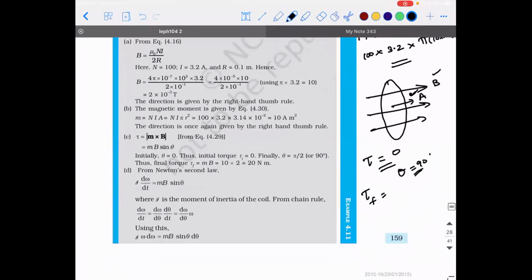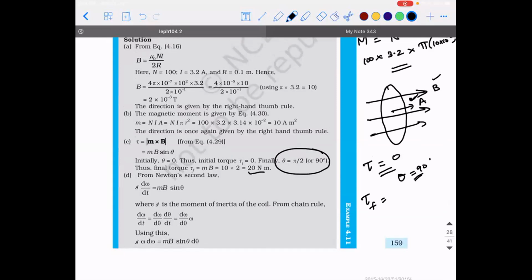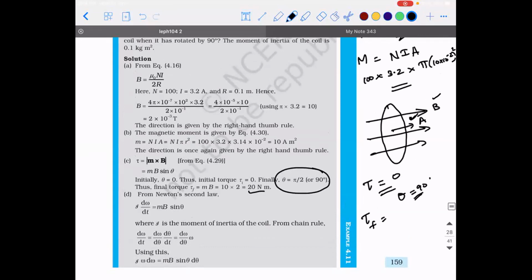Hence, theta will be equal to 90 degrees in the second case. So in the final case, torque will be equal to m into b into sine theta. M you would have calculated from here. M into b is 2, into sine theta. That is, sine 90 is going to give you the answer. That is 20 Newton meter.